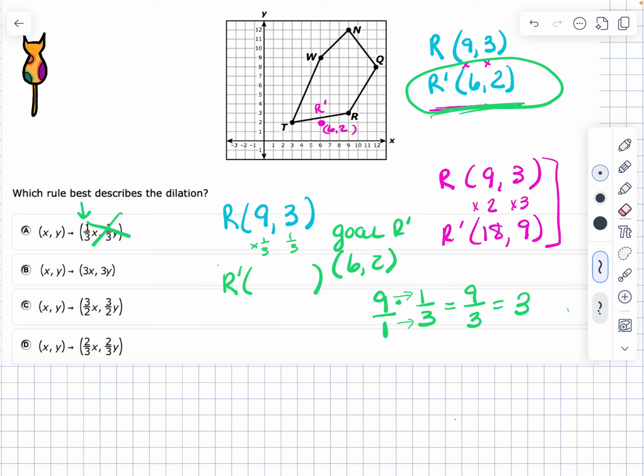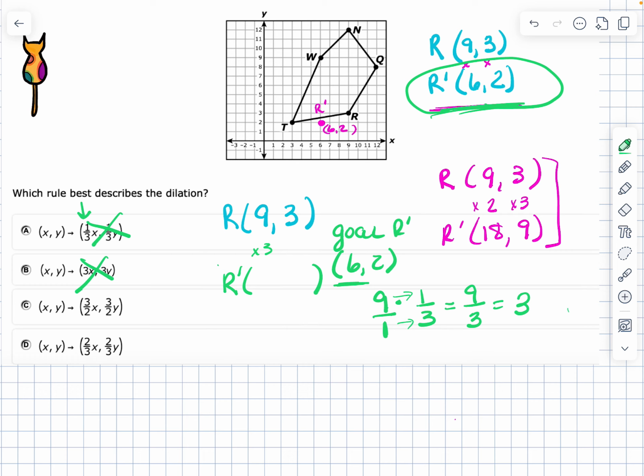They want us to multiply by 3. Times 3. If I multiply 9 times 3, I'm going to get 27. And again, this is my goal. So this doesn't work either. So now we're left with two options: 3/2 and 2/3.